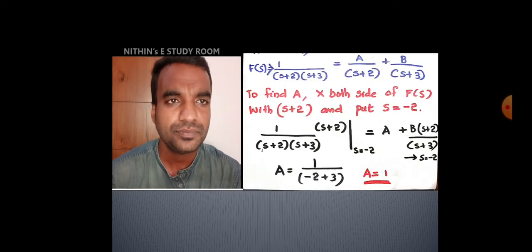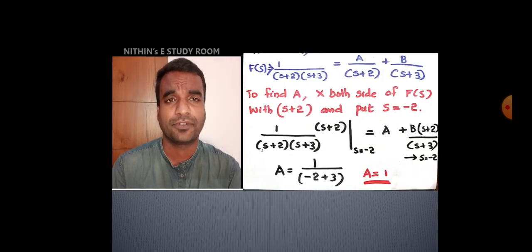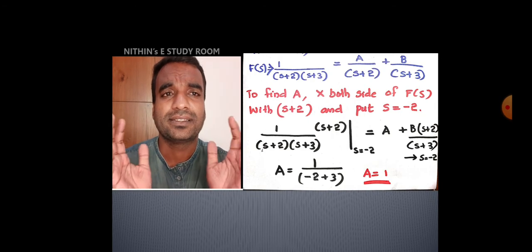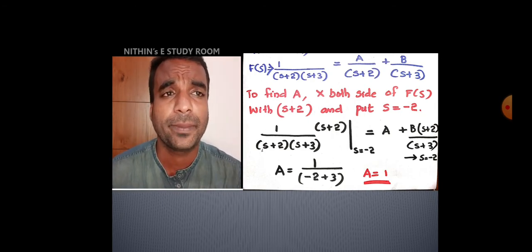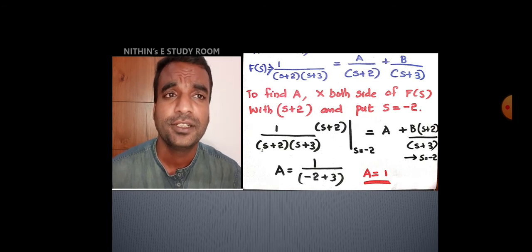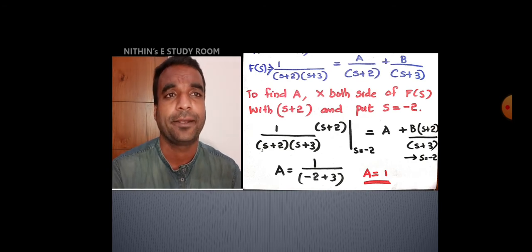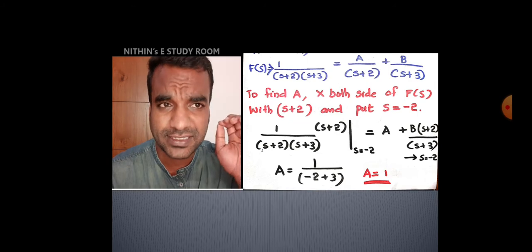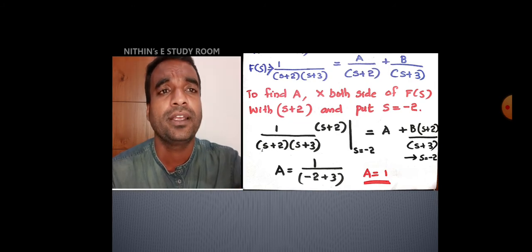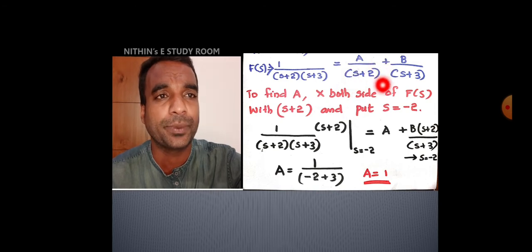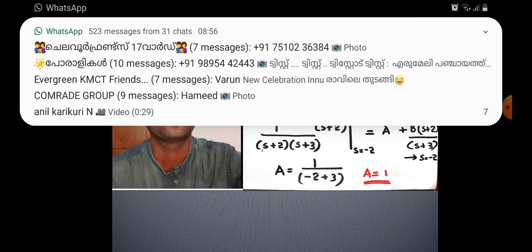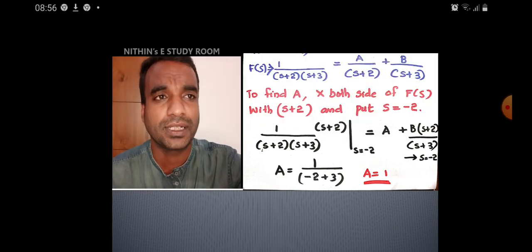Now F of s is a function in s domain. F of s is 1 by (s plus 2) into (s plus 3), that is equal to A by s plus 2 plus B by s plus 3. So how can we find A? Systematically speaking, to find A, you have to cross multiply both sides with the denominator of A. The denominator of A is s plus 2. So you have to cross multiply both sides with s plus 2.